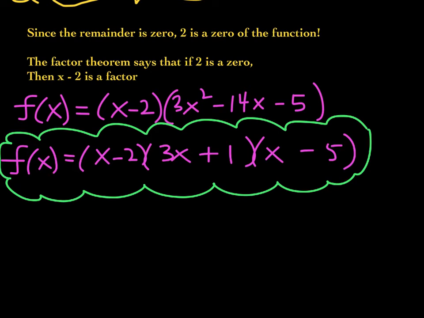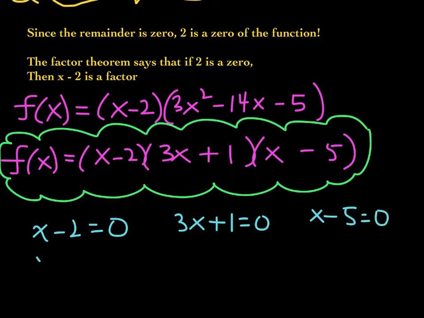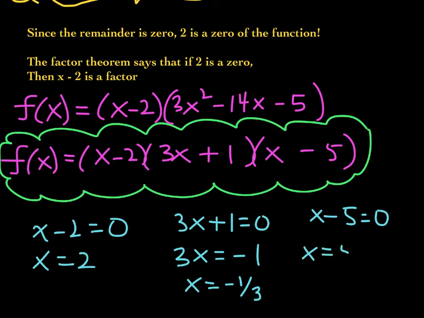Can you tell me what the zeros are now of our function? I hope you're thinking, well, I would take each of my factors, set them equal to 0, and solve. So this one, after adding 2 to both sides, you get x equal to 2. This one, you would subtract 1 from both sides, and then divide by 3. And this one, add 5 to the right. Okay, so you found all 3 zeros.